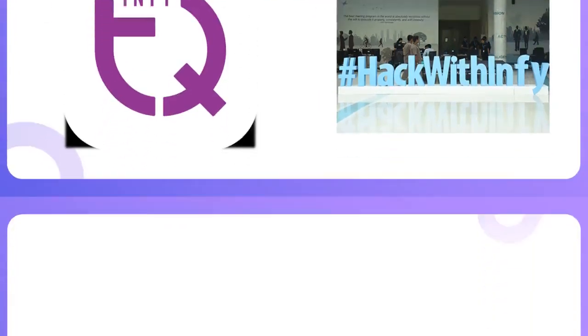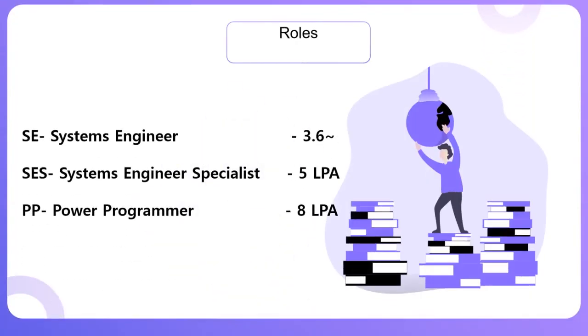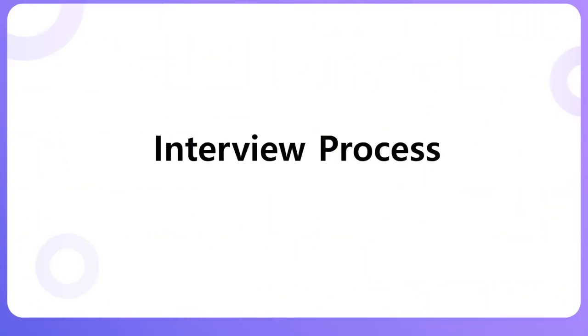So basically there are three roles: SE, SES and PP. Based on your performance in InfyTQ or Hack with Infy, you would be called for any of these three roles. SE role people will get paid 3.6 lakh per annum, for SES it is 5 and for PP it is 8. So whatever the role may be, the interview process will be almost the same.